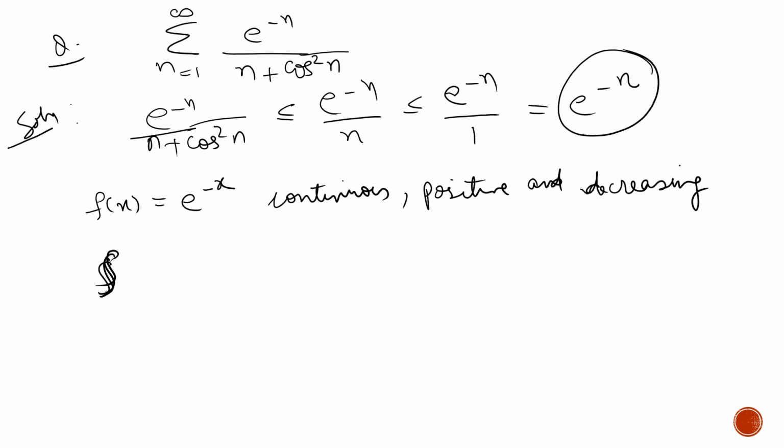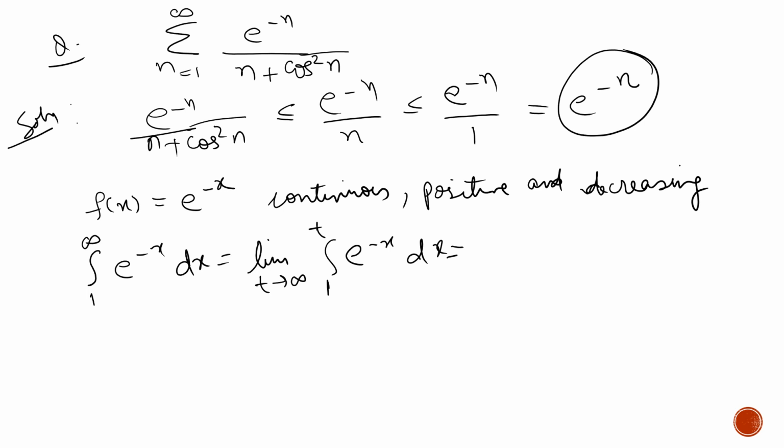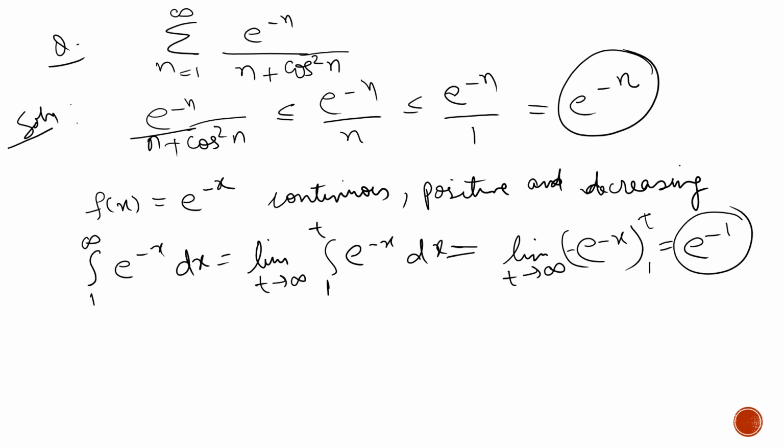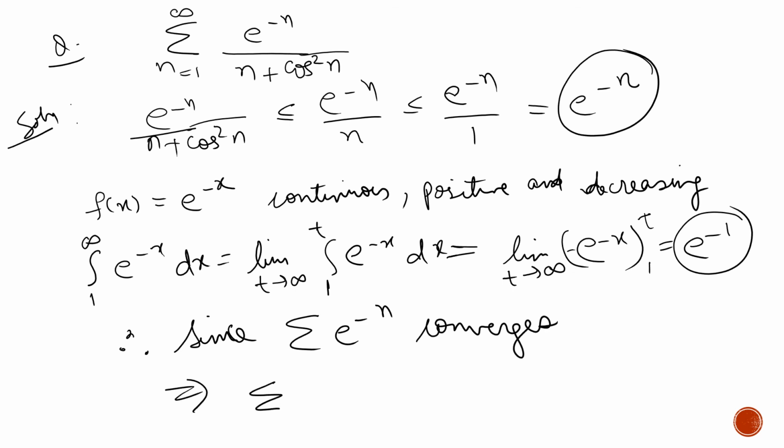So let's use the integral test. If I use the integral, this will be equal to limit t tending to infinity, and you will find that this is coming to be finite, that is its value is 1 by e. So since the integral converges, this implies that our original series also converges by direct comparison test.